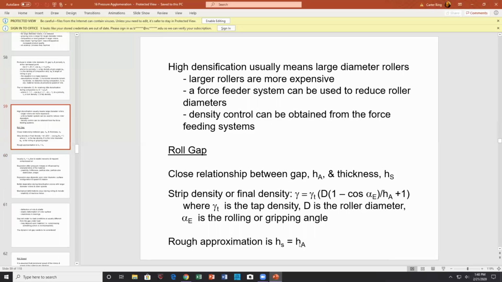That's the first approximation. Strip density or final density, you have the tap density, you have HA, you have the alpha E. So the diameter of the roller. And voila. Easy way of scaling up, go back to scale up here. As you increase roller length, hopefully the process is the same as you go down the length of the roller.